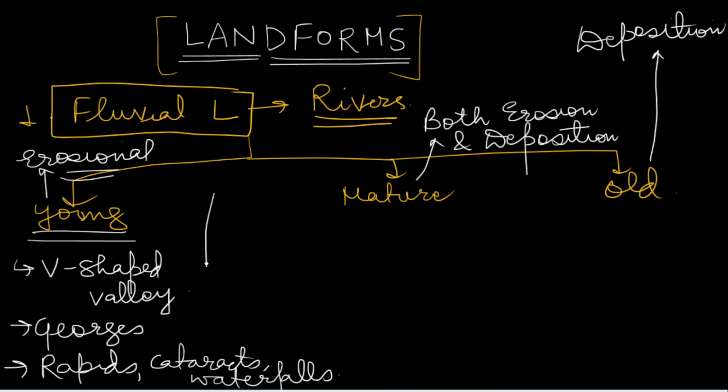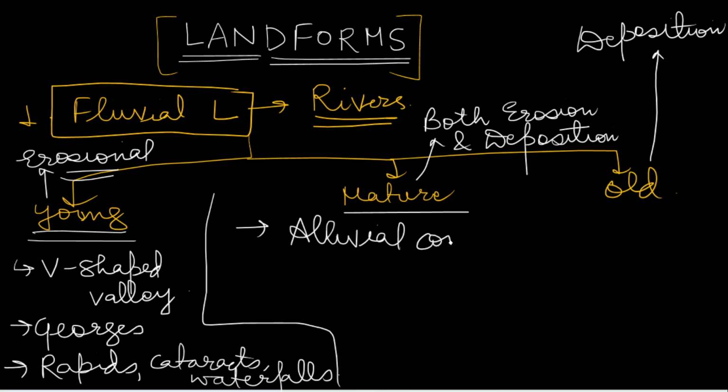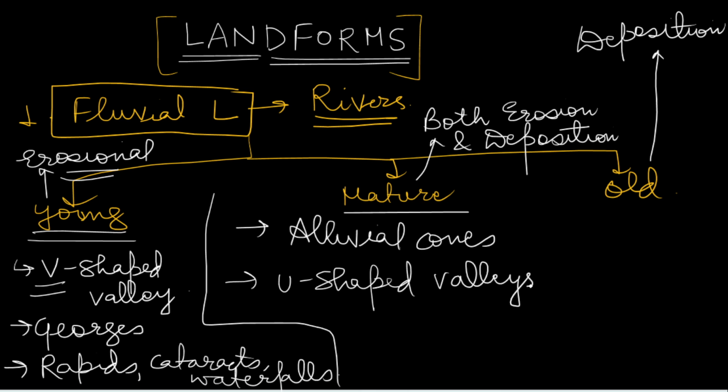Next, we have the mature phase. In mature phase, you will find the development of alluvial cones. Then you will see U-shaped valleys. Although sometimes in mature phase V-shaped valleys are also formed, please remember. Generally they are U-shaped, but sometimes they can be V-shaped also.